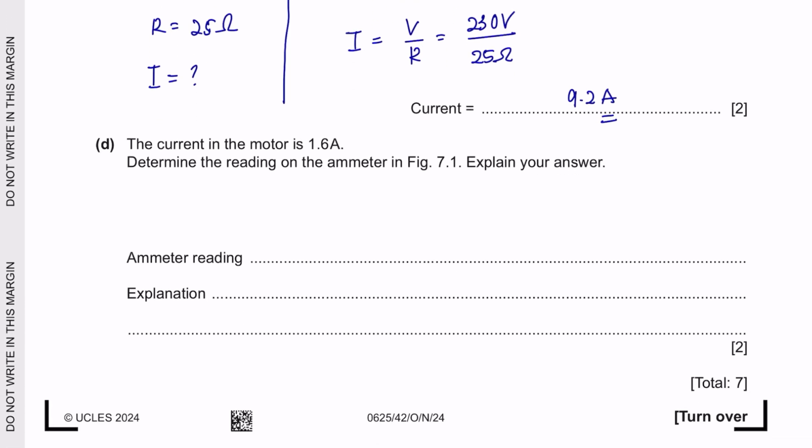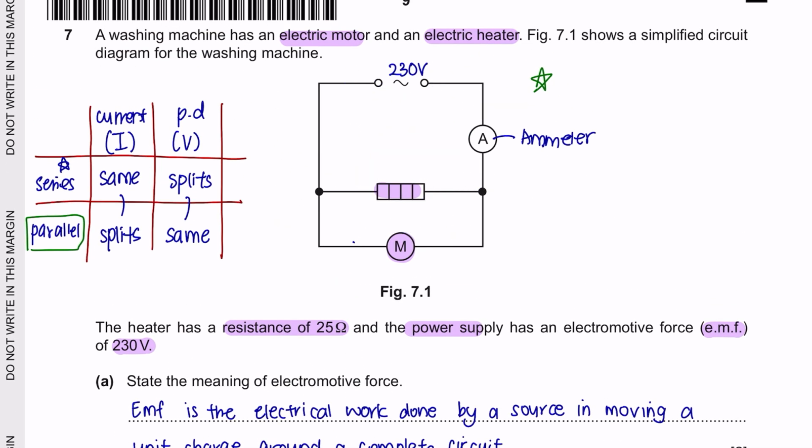Next, question D. The current in the motor is 1.6 amperes. Determine the reading on the ammeter in figure 7.1 and explain your answer. Okay. So the current flowing through the motor is 1.6 ampere and the current flowing through the heater, as we obtained previously, is 9.2 ampere.